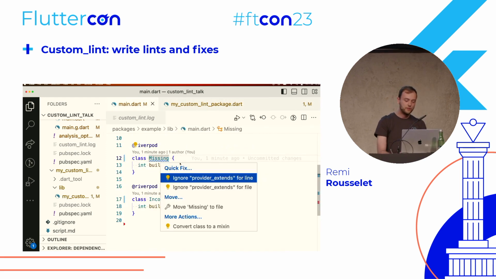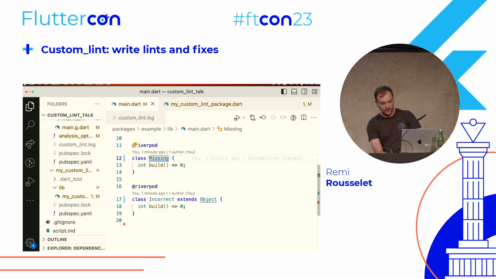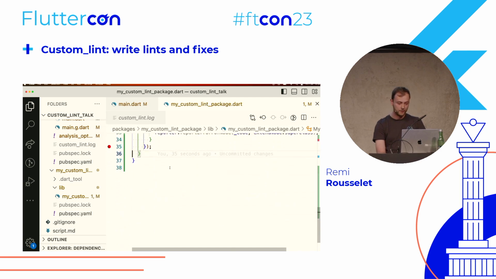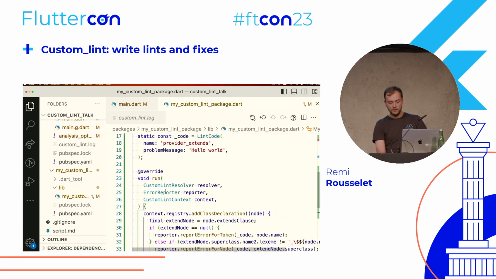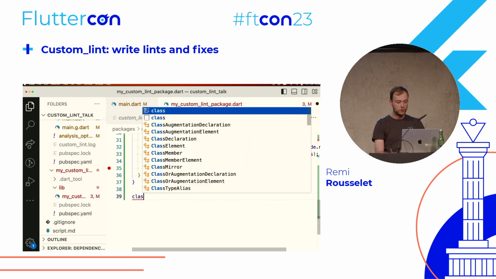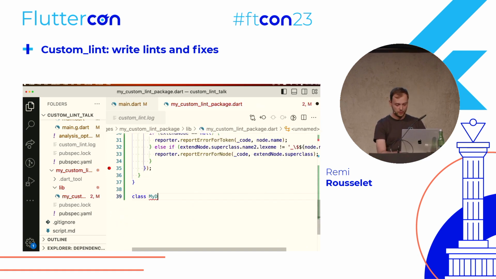But one of the things that would be cool is to add a quick fix to automatically fix the issue for our users. Technically they can update it themselves, but it would obviously be better. So let's go one step further and do that too. Adding a fix is fairly similar to adding a lint rule. We need to define a new class, MyFix for example, and this time we extend DartFix with an uppercase.